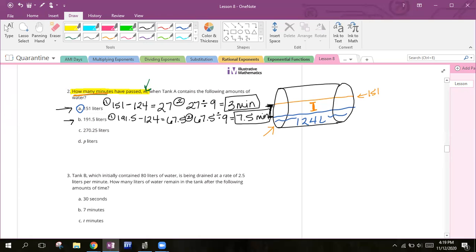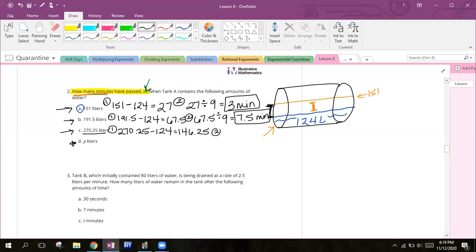Okay, hopefully you're seeing kind of a pattern here. Let's do one more and then see if we can come up with the equation on our own. So now we start off with 270.25 liters. So my first step is going to be to take that and subtract off the 124. And so I get 146.25. Okay, so that's how much it was filled up on top of the 124.